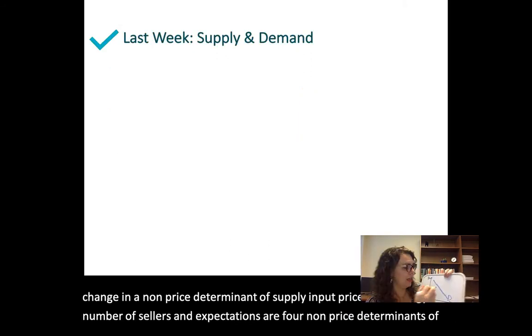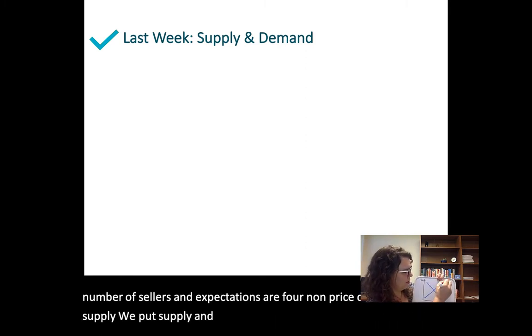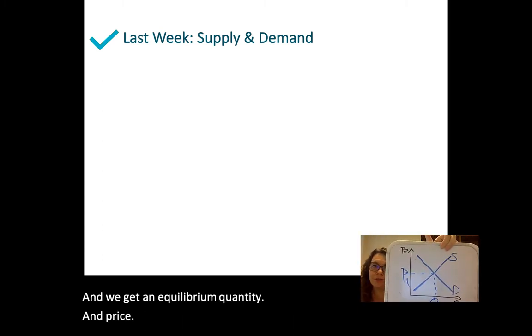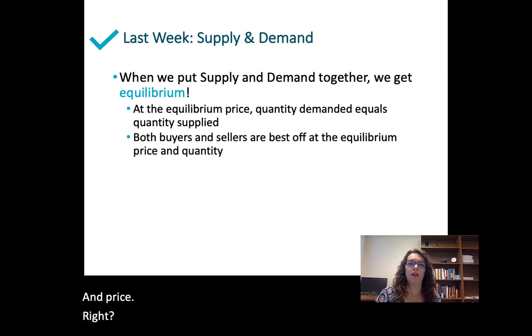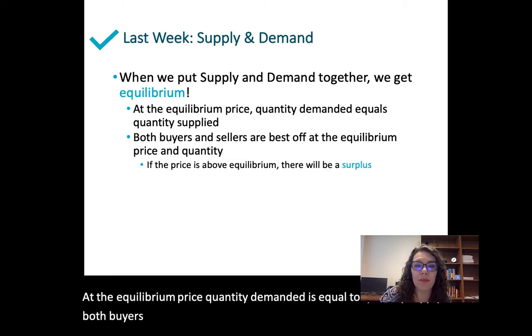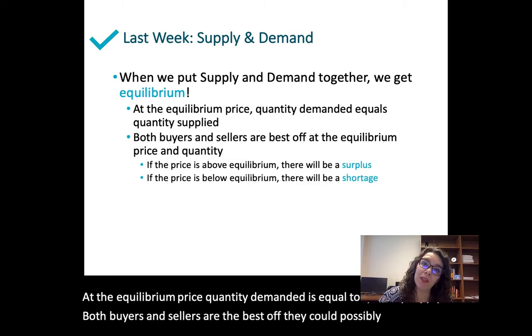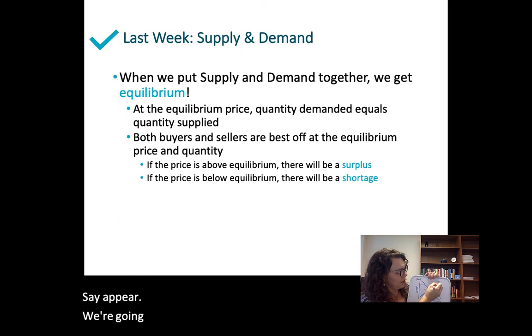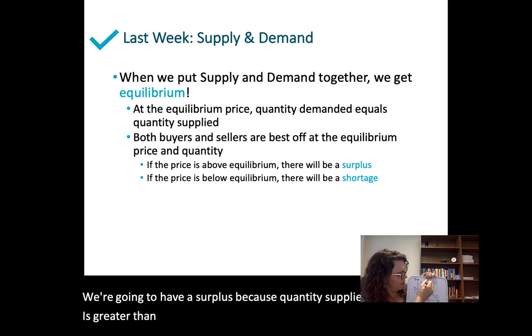We put supply and demand together, and we get an equilibrium quantity and price, right? Make sense? At the equilibrium price, quantity demanded is equal to quantity supplied. Both buyers and sellers are the best off they could possibly be. If we have a price above equilibrium, say up here, we're going to have a surplus because quantity supplied is greater than quantity demanded.